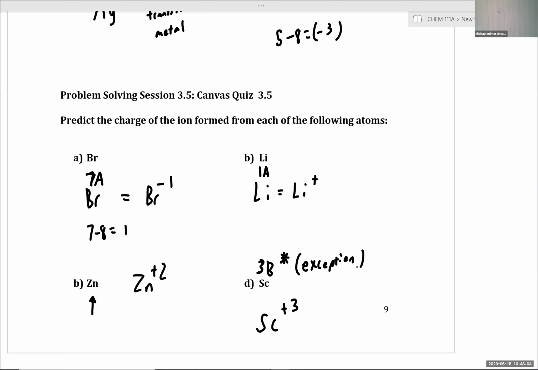May I ask how zinc is 2+? Because isn't it in the transition metals? Yes, but zinc is another one of our fixed charge transition metals. Okay, it's like an exception. Yep, and as a result, zinc will almost always form zinc 2+. Okay, thank you. Yep. Any other questions I can address?